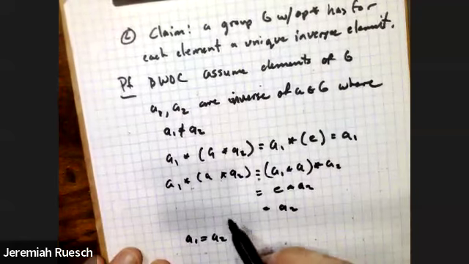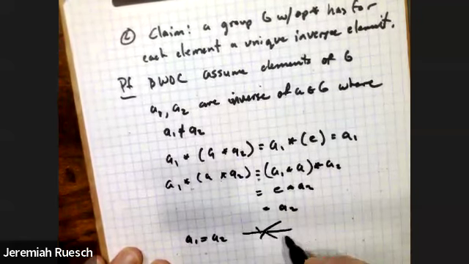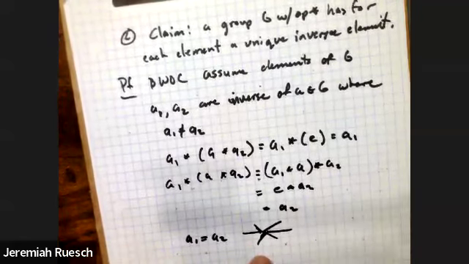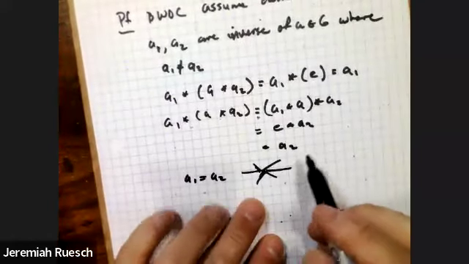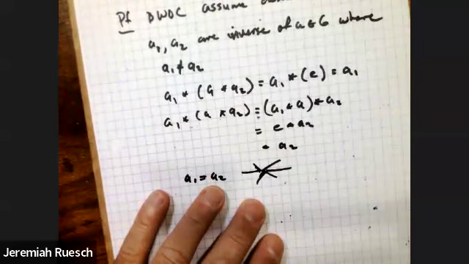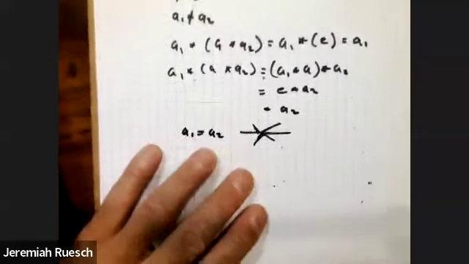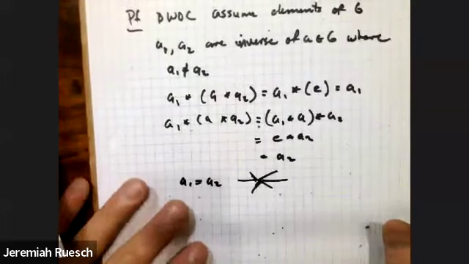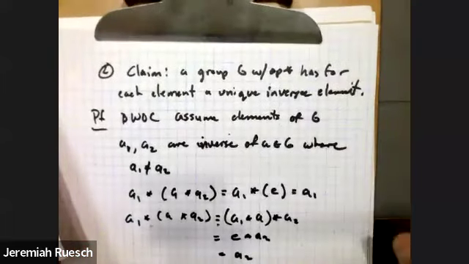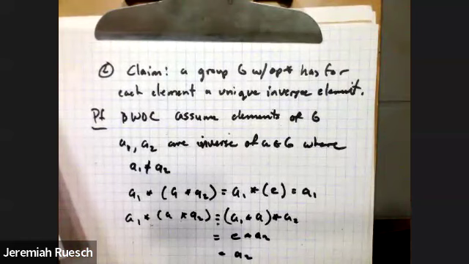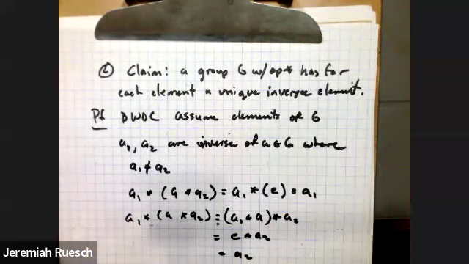So if that is the case, then that is a contradiction, that's the symbol for contradiction, to our assumption that a1 was different than a2 for the inverse element. And so here again, we show that indeed the claim is true, that every element in our group G with operation star has a unique inverse element, that there are not two elements of G that are simultaneously inverses of that element. Okay, I hope that was helpful, and I will see you in the next video.